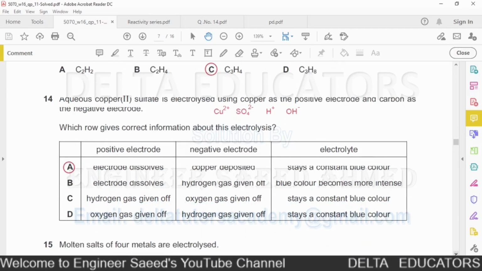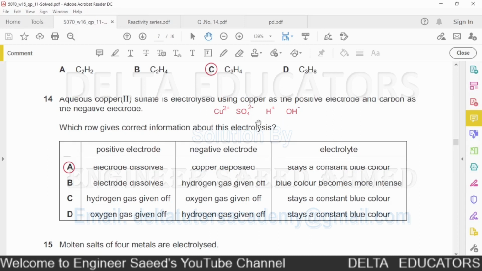Question number 14. Aqueous copper sulfate is electrolyzed using copper as the positive electrode and carbon as the negative electrode. Which row gives correct information about this electrolysis? Here we have aqueous copper sulfate. Copper sulfate means we have copper ion and sulfate ion. Aqueous means it is in water, so here we have hydrogen ion and hydroxide ion. So in aqueous copper sulfate, we have copper ion, sulfate ion, hydrogen ion and hydroxide ion.